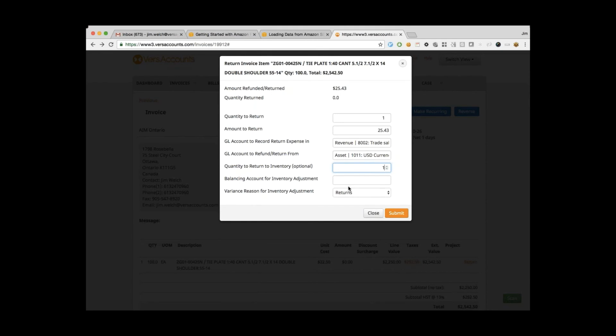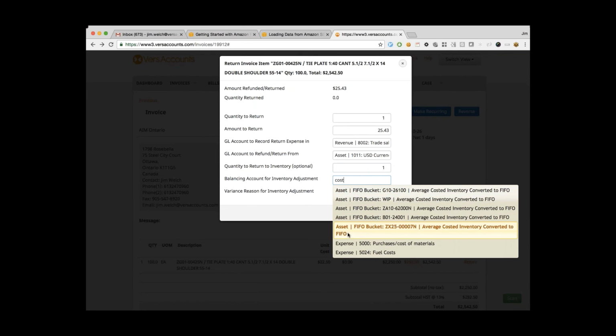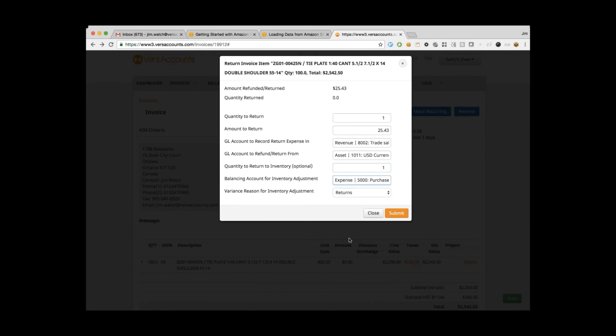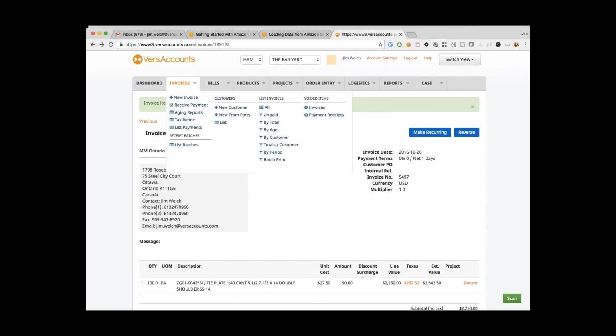And here, I think the appropriate balancing account for the inventory adjustment is going to probably be your cost of sales. So purchases and cost of materials. And then I'll give my variance reason of returns. So I'll just post that now.